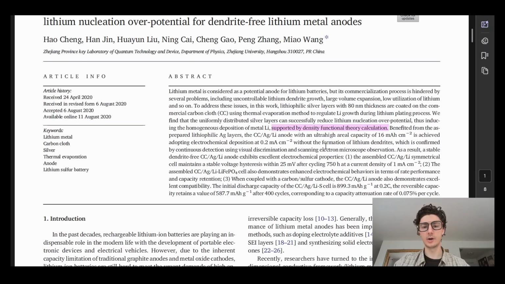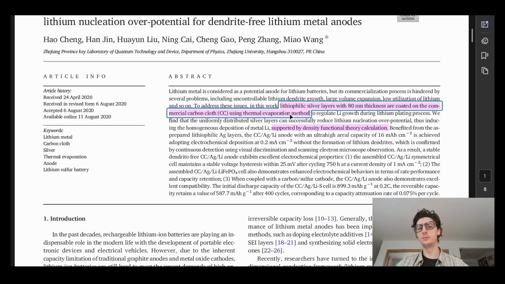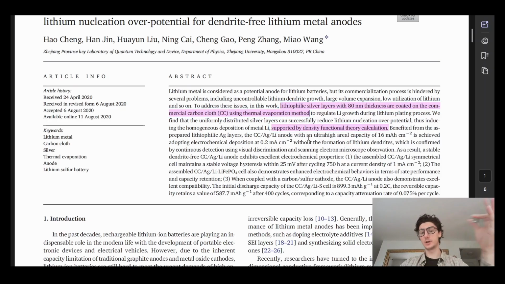Nice. I'm going to highlight that right away. Density functional theory is a simulation technique, which is interesting, which I haven't read too much about, but it's cool that this paper is doing it, so I'm going to highlight that. Also, I'm going to highlight this, coated on carbon cloth using this method. Also, just a big explanation of what this article is doing.